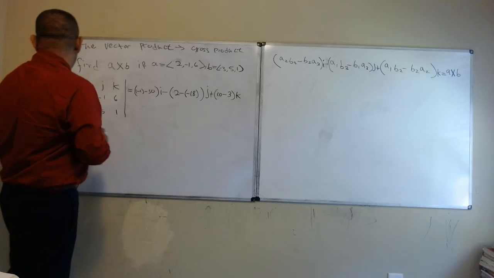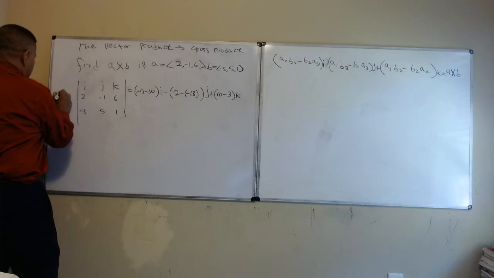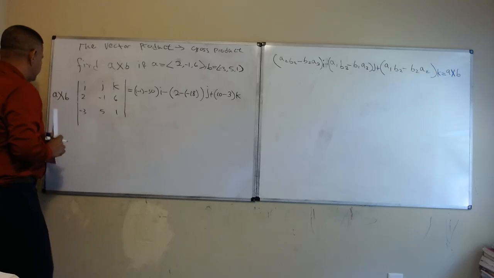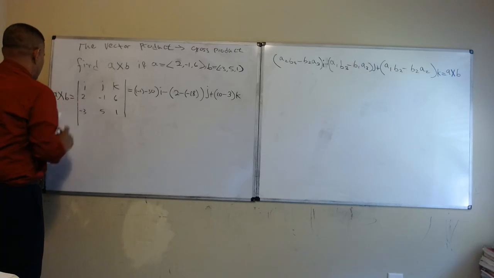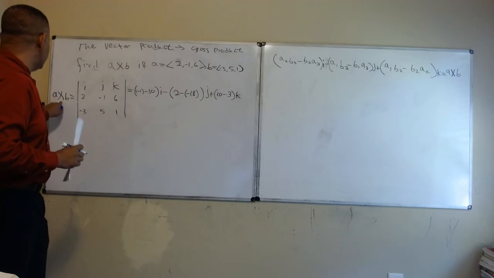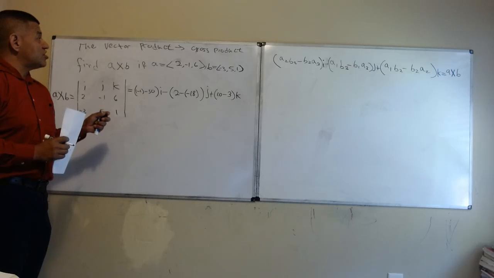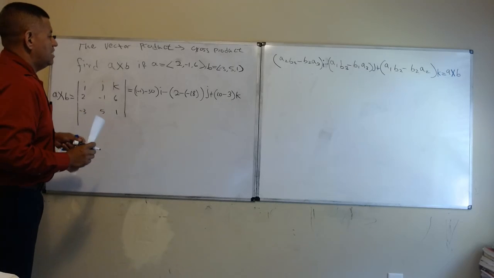Okay, so that is A cross B, right? And let's not confuse this with multiplication. We're not multiplying this, we're crossing them. That's why it's called the cross product, right?